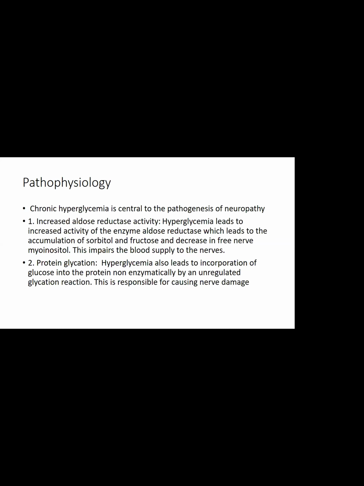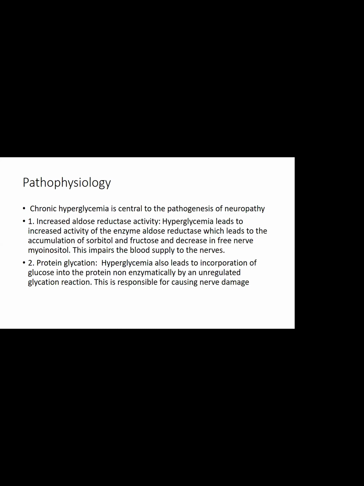The cause of diabetic neuropathies is actually not really known. There are a lot of postulations. Number one is increased aldose reductase activity. Hyperglycemia leads to increased activity of the enzyme aldose reductase, which leads to accumulation of sorbitol and fructose and decreases free nerve inositol. This impairs the blood supply to the nerves.